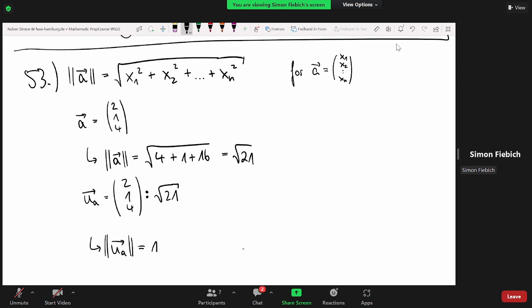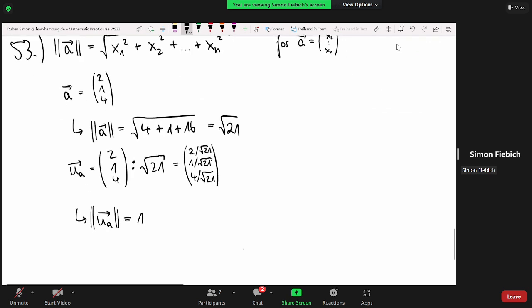Okay, so let's check if that works. If we divide all of the elements, or you could say you multiply 1 divided by the square root of 21, this would look like the following. So the vector ua, the unit vector of a, would then be 2 divided by root of 21, 1 divided by root of 21, and 4 divided by the same root.